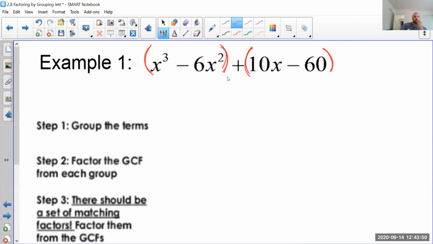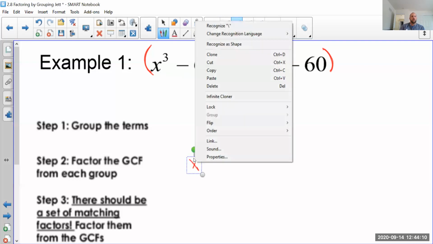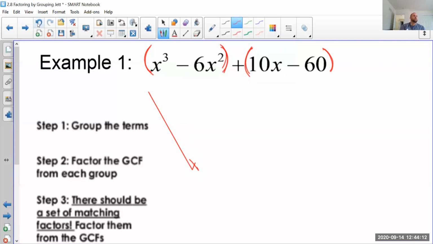From there, step 2 says factor the GCF from each group. So now I'm going to go to each set of parentheses and pull the GCF out just from that grouping. My first grouping here, they don't both have a number, so I don't worry about that, but they do both have x squared. So I'm going to pull out an x squared and write what's left. So I have x minus 6 left.